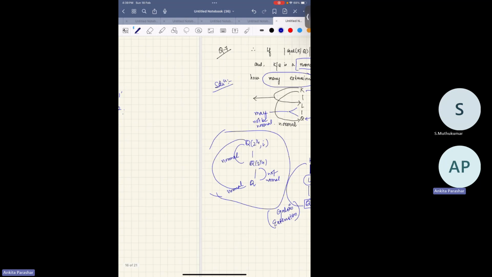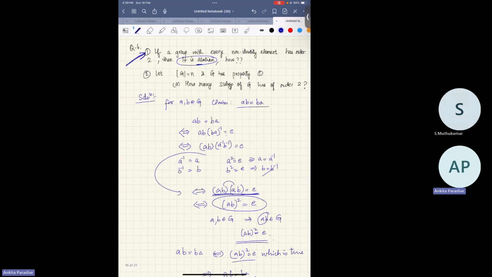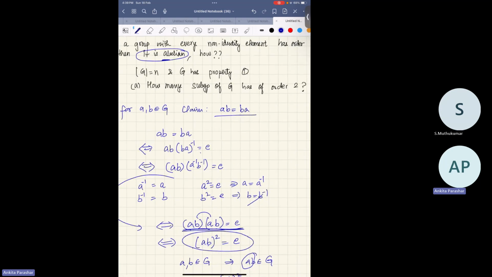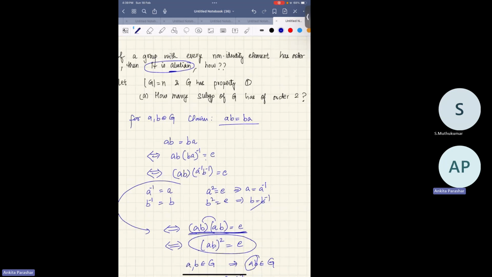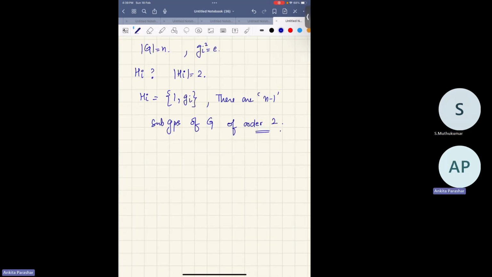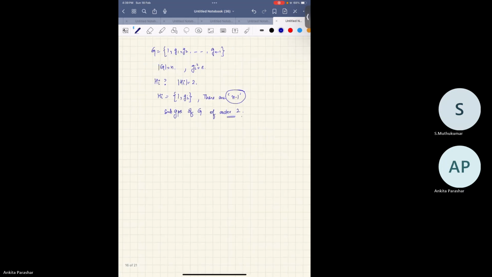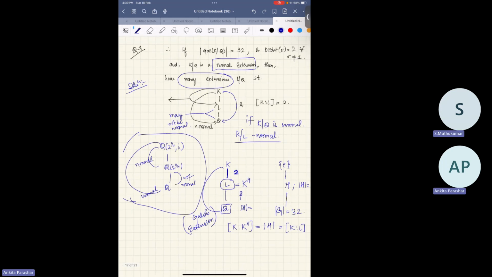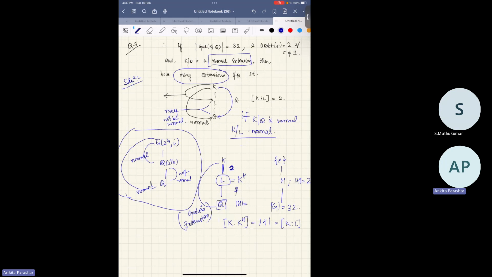So look at the previous question. We have order of group is n. Every non-identity element has order 2. So the number of subgroups of order 2 was n minus 1, right? So same here, how many subgroups are there of order 2?